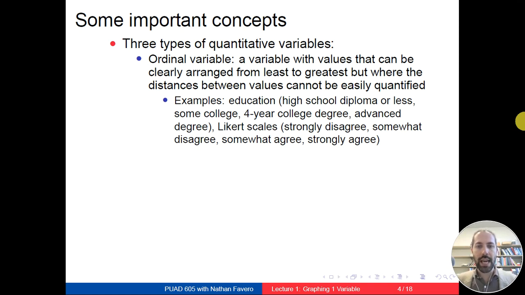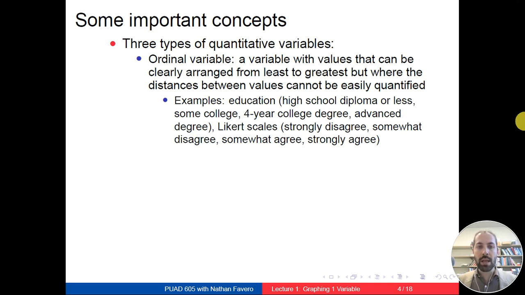Thinking about things like education, right? In particular, there are different ways you can code what education is. Like we could say, how many years of school have you had? And then it wouldn't be an ordinal variable. But in this example, I put in parentheses what the different values of that education could be. Let's say we have some respondents who have a high school diploma or less. Other respondents have some college, other respondents have a 4-year college degree, and other respondents have an advanced degree.